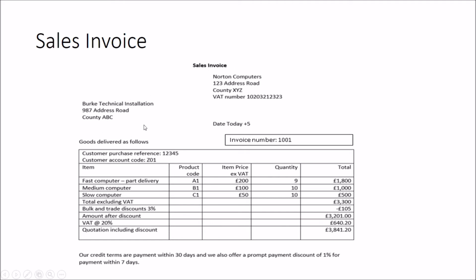So Burke Technical Installation will probably scribble on it, well, it's got the order number there. It will probably write its own number up here somewhere and write it on it and then file it sequentially. So they're not too different. The purchase invoice and the sales invoice are not two different documents. They're simply the same document called by a different name based on whether you're the buyer or the seller.